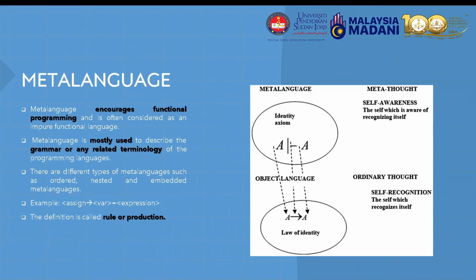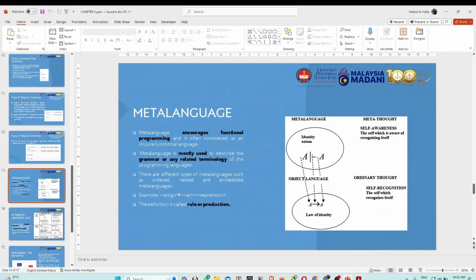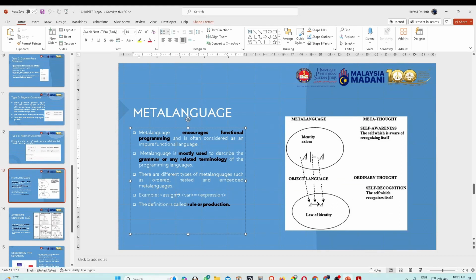Then we have the meta language, which encourages functional programming and is often considered an impure functional language. As you can see here, we have the meta language and meta thought, and then the object language, where we have the law of identity. Basically, the definition is called the rule of productions. For example, we have assign, then we have variable and expressions. Here I left out some of the brackets, the close bracket.